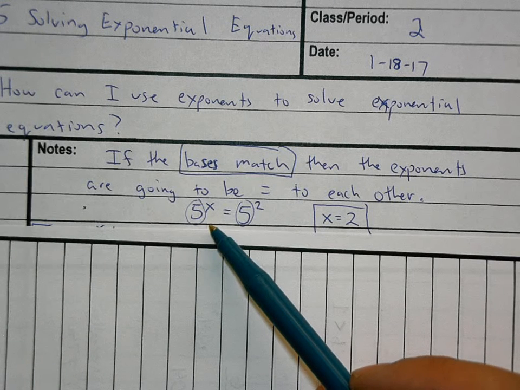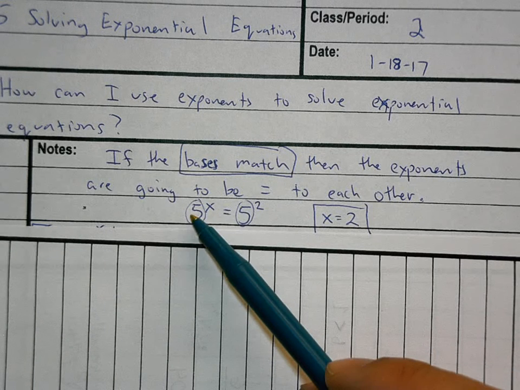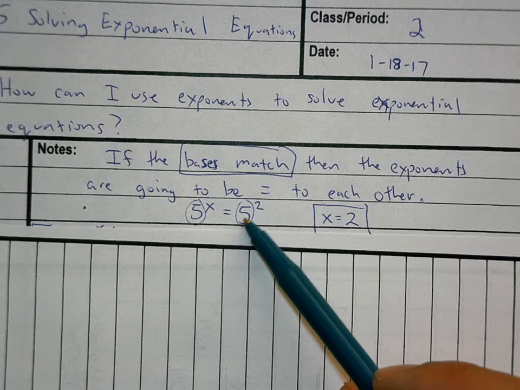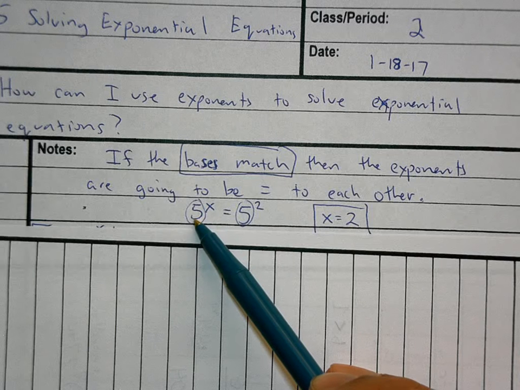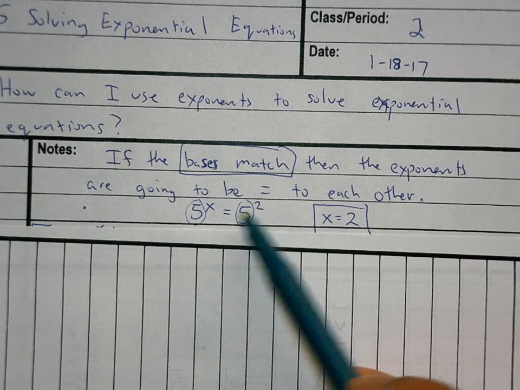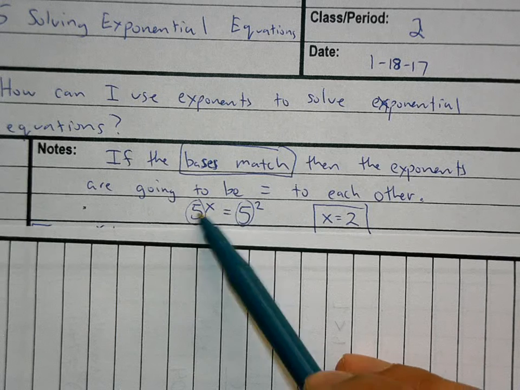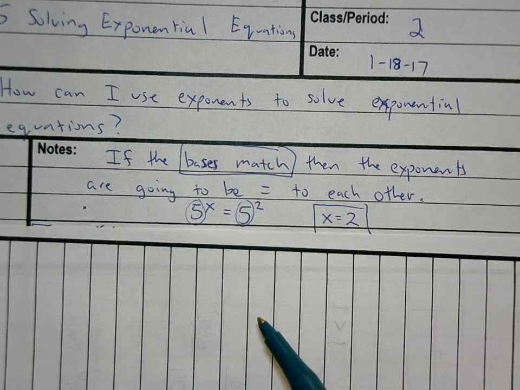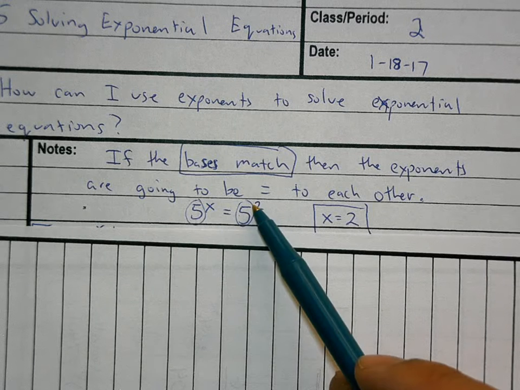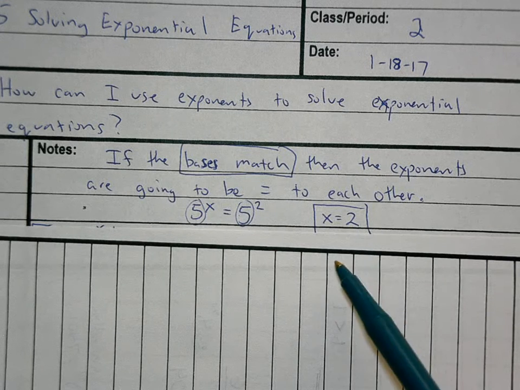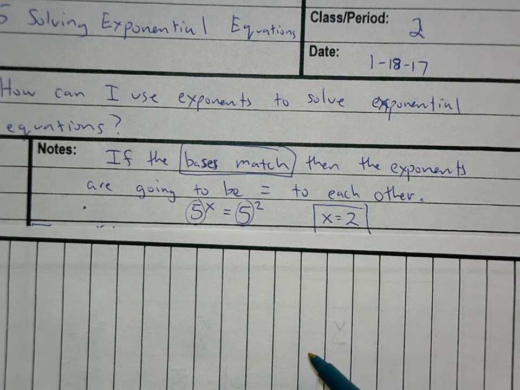If I have a problem where I have 5 to the x power is equal to 5 to the second power, with this base of 5 to the x power and this base of 5 to the second power, if these two bases match, then the exponents have to also be the same. 5 to the second power is equal to 5 to what power? Well, it's 5 to the second power. X has to be equal to 2.